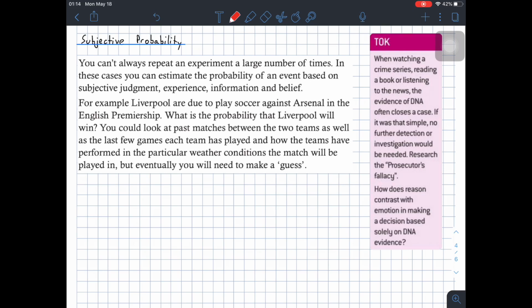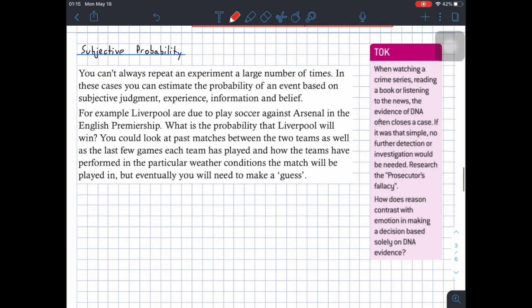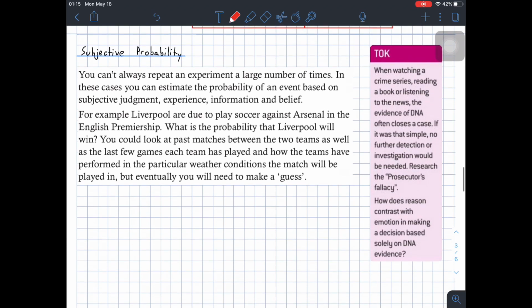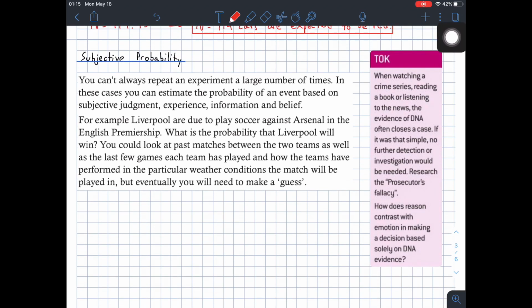And this is how the famous betting houses work, right? They rely on subjective probability in order to win money, right? Okay, so that's subjective probability.